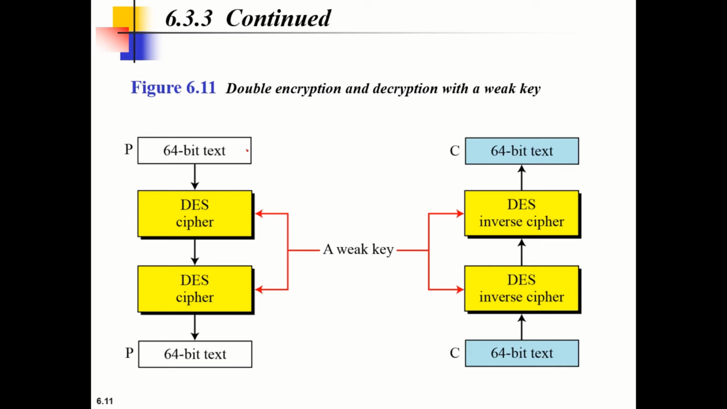So herein we have the 64-bit text. We will be encrypting the same message two times, and as a result we'll be getting the same plain text, right? Which is over here, right?